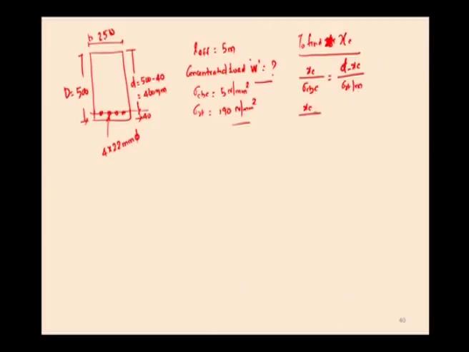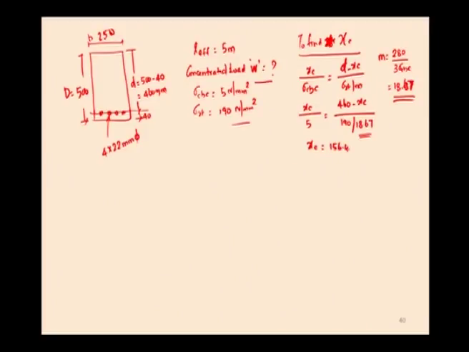So, XC divided by sigma CBC is 5, D is 460 minus XC divided by sigma ST is 190 divided by m, the modular ratio 280 by 3 sigma CBC, which is equal to 18.67. So, from that XC is equal to 156.44 millimeter.